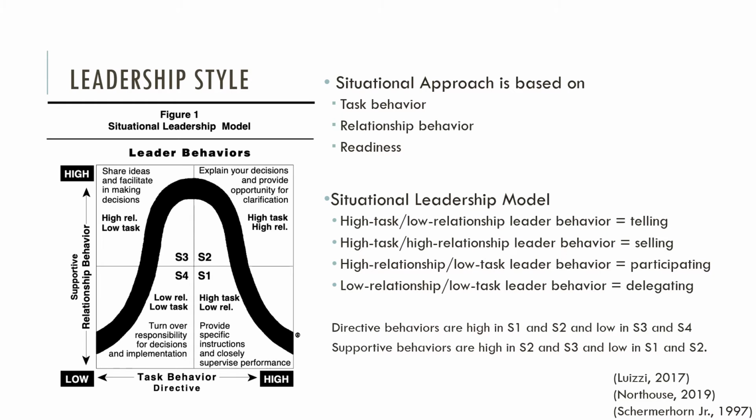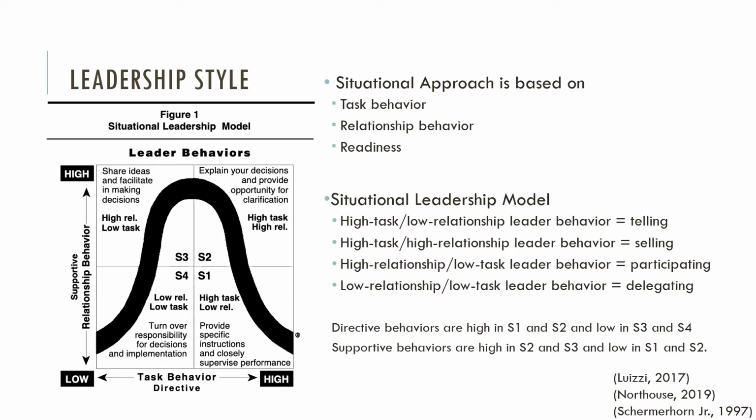So situational leadership is based on the amount of direction a leader gives, which is also known as task behavior. Also, relationship behavior, or the amount of socio-emotional support a leader provides. And lastly, the readiness level that followers exhibit on a specific task, function, or activity that the leader is attempting to accomplish through the individual or group.